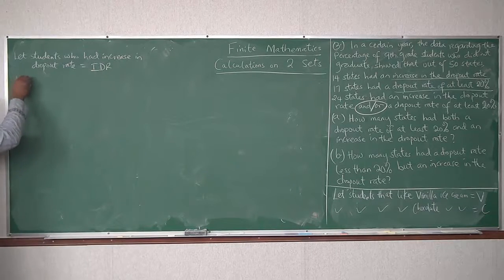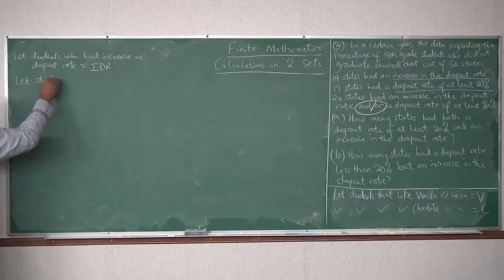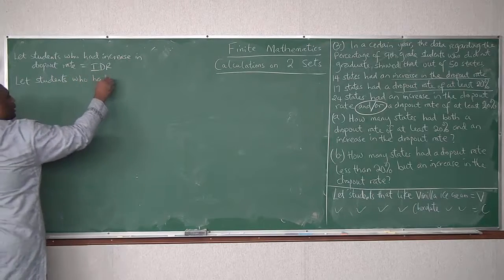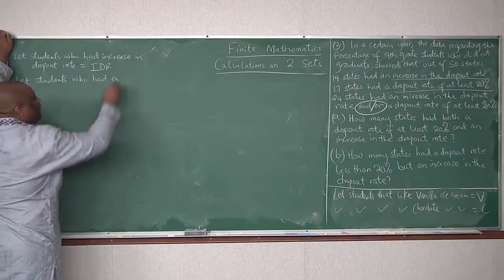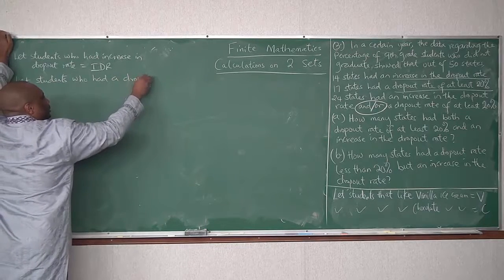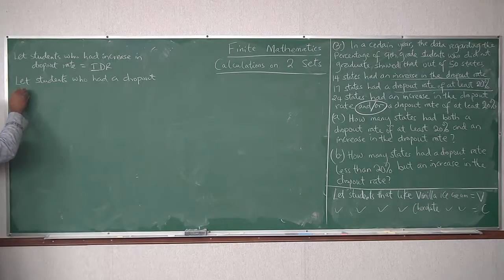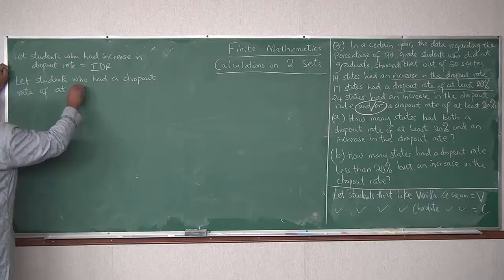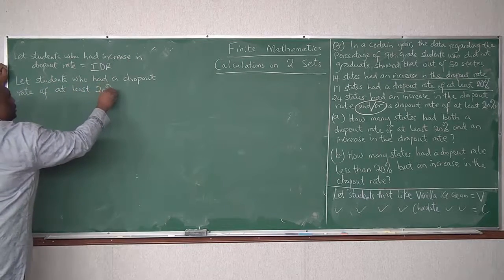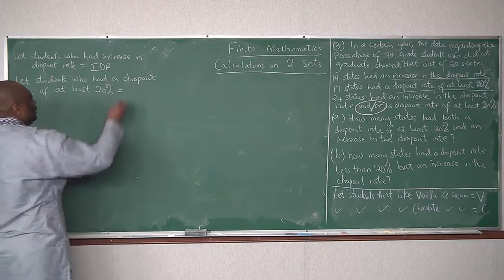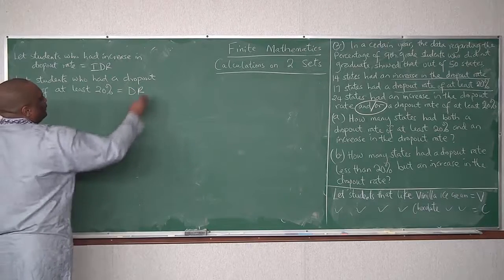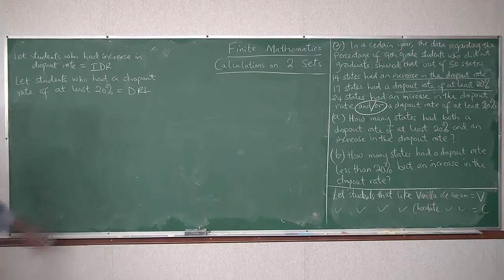And then let the students who had a dropout rate of at least 20%, let's call it DR, dropout rate, DRL. Just let's call it dropout rate of at least DRL.